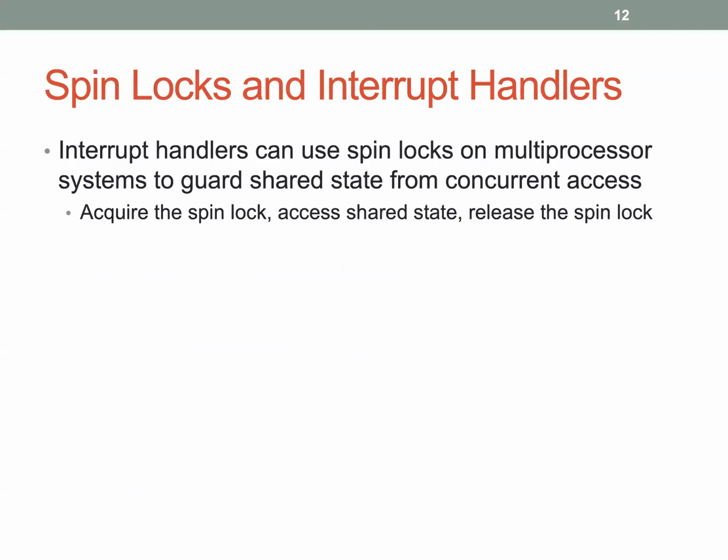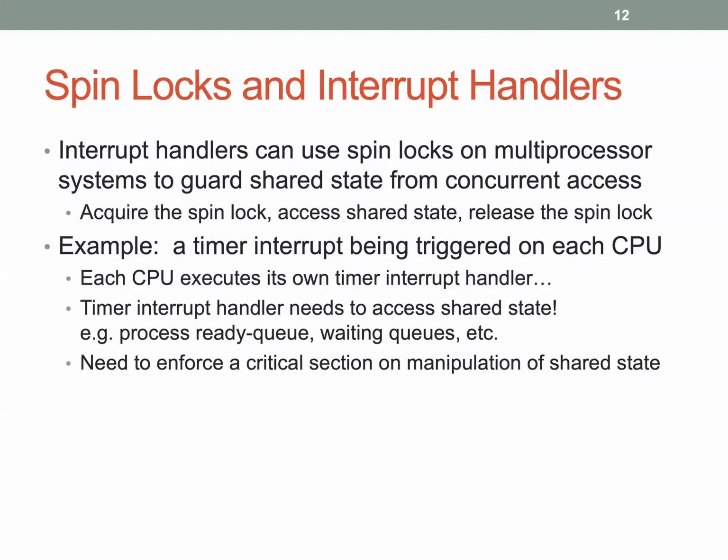So interrupt handlers can use spin locks on multiprocessor systems to guard shared state from concurrent access. You basically spin on the lock in the interrupt handler, expecting someone on another processor will release the spin lock. Once you've acquired it, you manipulate shared state, and then you release the spin lock, and you're done. So you haven't ever passively waited the entire time of the interrupt handler.